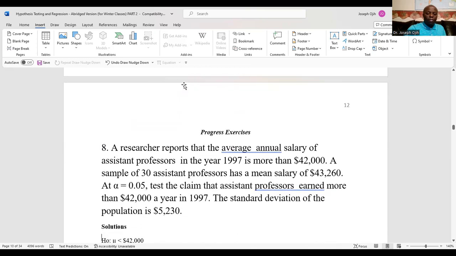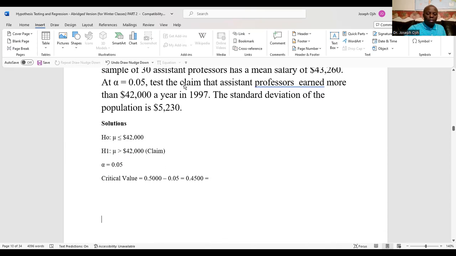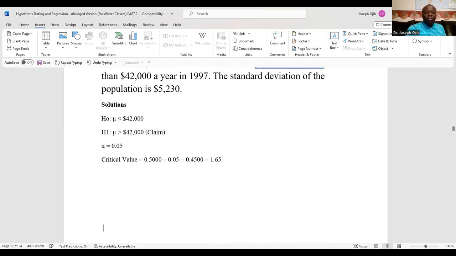1.65. Okay, 1.65 is the critical value. Now I'm going to show you how it will look like. So I'm going to have 0, 1.65, and then you can draw your line.